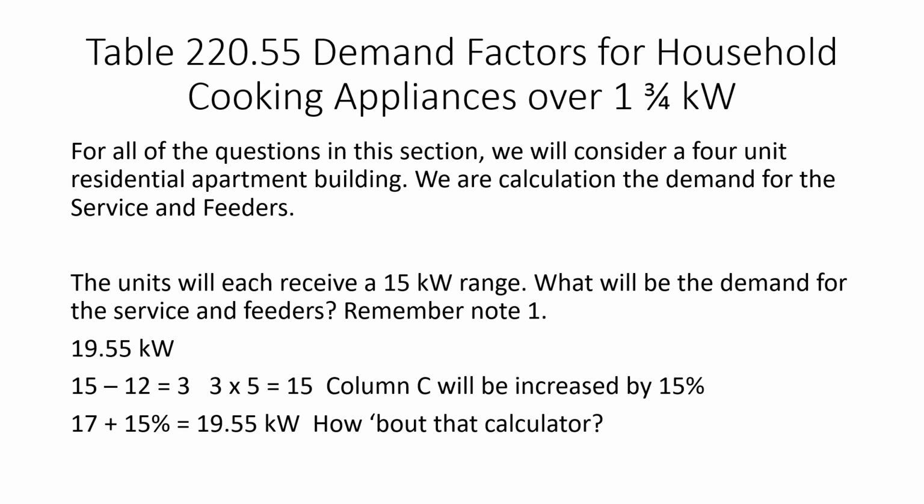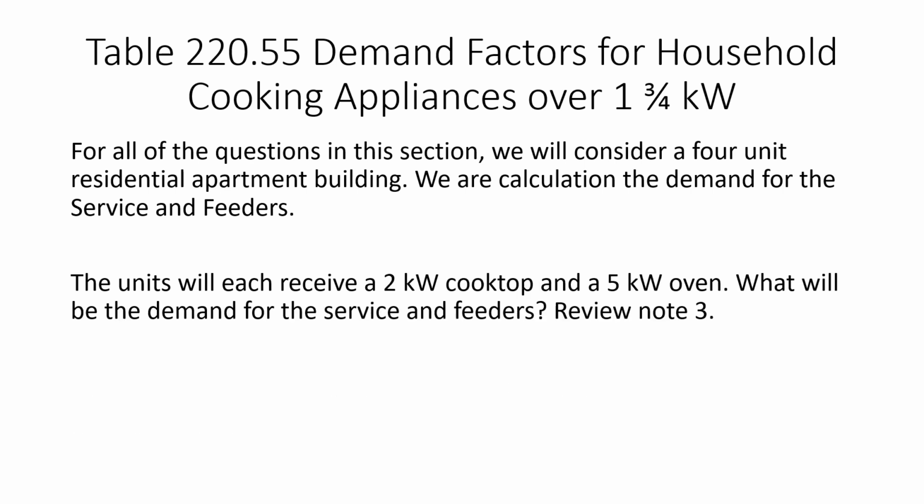Okay, hopefully that wasn't too complicated for you guys. All right, so let's go on. We took care of column C. Let's talk about column A and column B. In this scenario, we're going to use column A and column B, and instead of those 15 kilowatt ranges, we decided that these units were going to get a 2 kilowatt cooktop and a 5 kilowatt oven. What will be the demand for the service and the feeders?